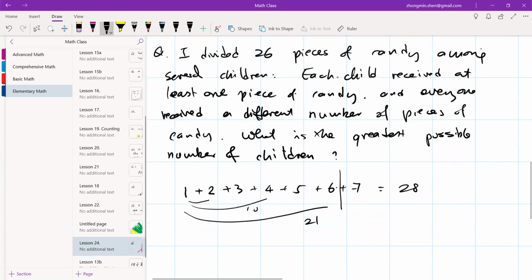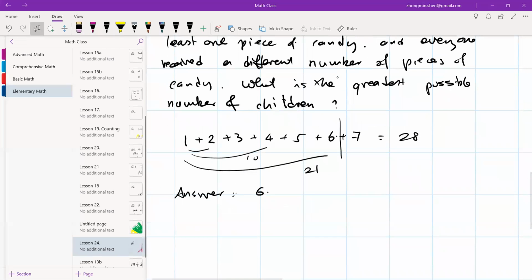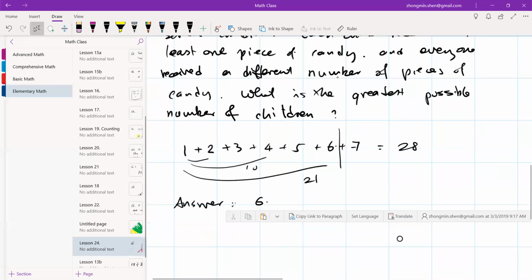So you can give the rest of them to the sixth one. But definitely you cannot have more than 6 students. Otherwise, the minimum number of candies you should have is 28. Okay. So the answer is, no more than 6. Cannot have 7. Okay. First of all, you just add them together. If you have 7 students, the minimum you need is 28 candies. That's impossible. Okay.